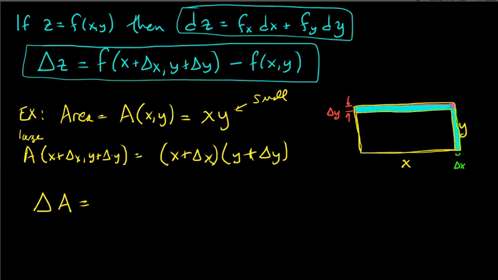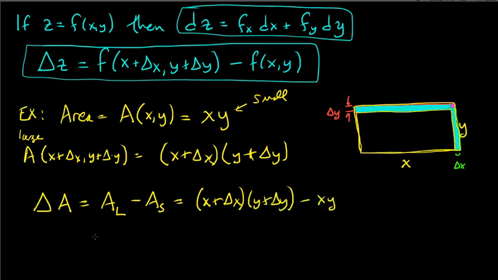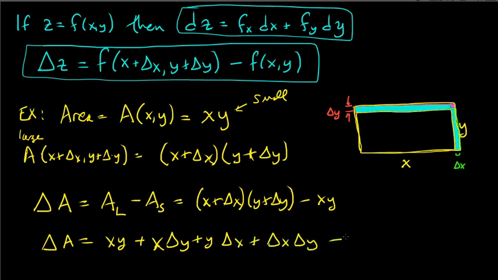So what is that delta A? It's simply the area of the large rectangle minus the area of the small rectangle. So it's just X plus delta X times Y plus delta Y minus XY. So your delta A, if we multiply this out now, you get X times Y plus X times delta Y, plus Y times delta X, plus delta X times delta Y, minus XY.